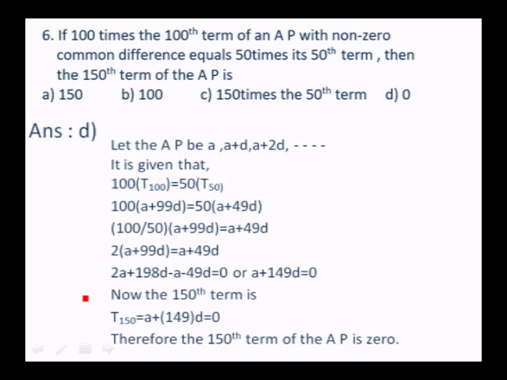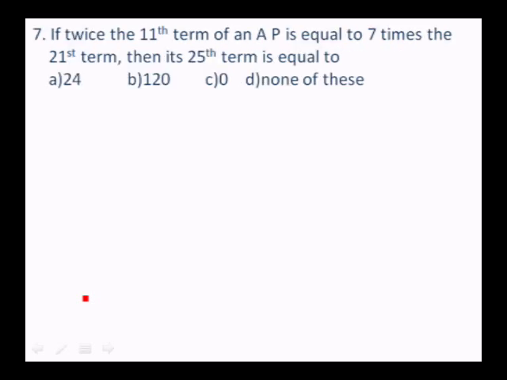Now for the 150th term, once again if you use that formula Tn is equal to a plus (n minus 1) into d, T150 is a plus 149d is equal to 0. But you have already proved that a plus 149d is equal to 0. You have obtained that result. Therefore, the 150th term of the AP must be 0. So, the option is D. So, carefully work out this one. It's not very difficult. You can just do that.